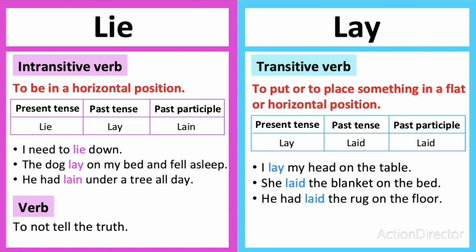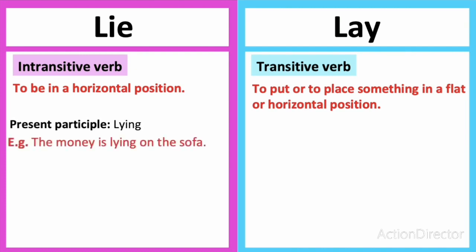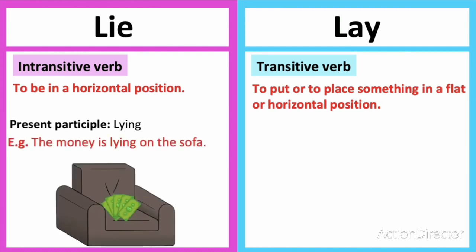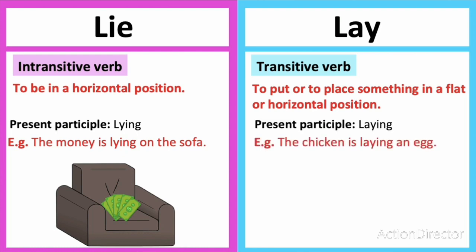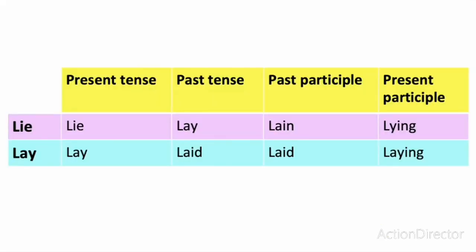Now let's look at the present participle form. This is the form of the verb ending in ing. Lie becomes lying. For example, the money is lying on the sofa. Lay becomes laying. For example, the chicken is laying an egg. Here we have a direct object, the egg. Therefore, laying is used. Here is a summary of the different forms of the two verbs.